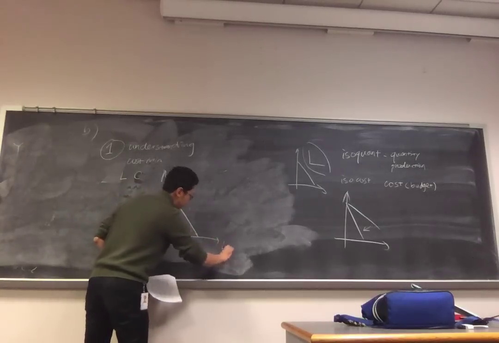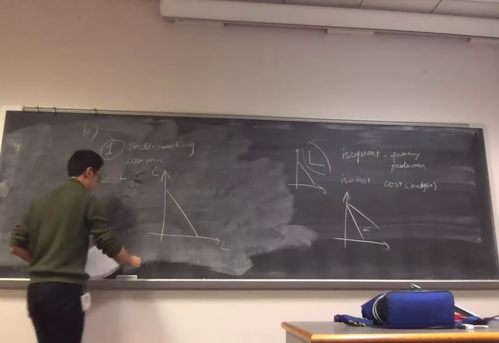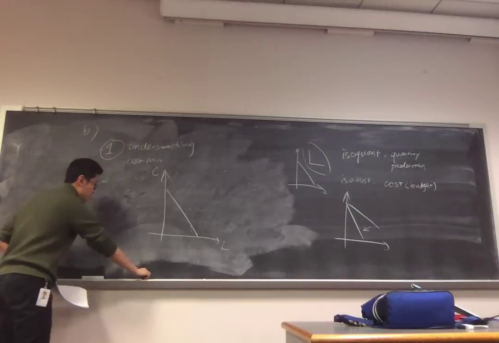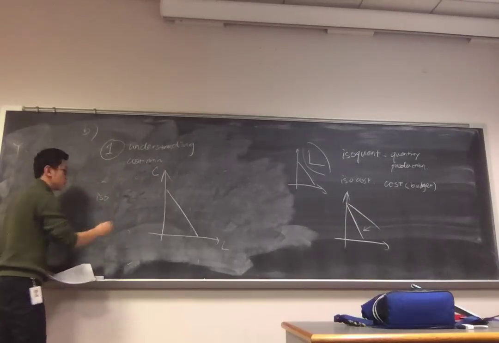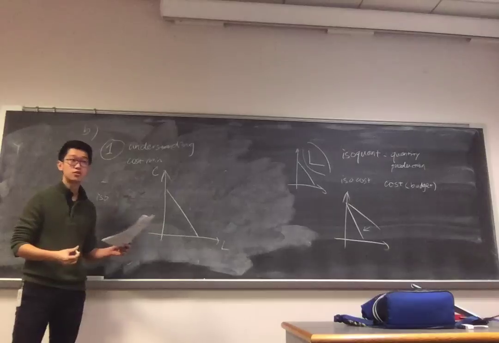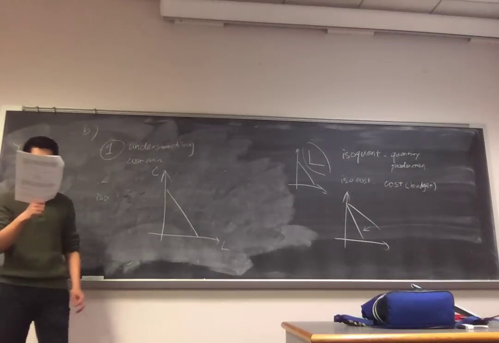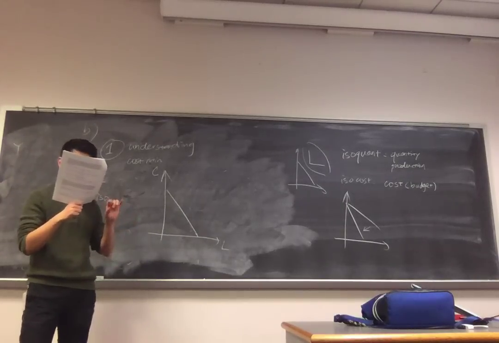We put L on this side, we put C on this side, and this is the isocost. But what do the isoquants, all the different curves, look like here? What's the shape of it? Do we have enough information? Do we have some information? At least some information. Degree of substitutionality between the two inputs.